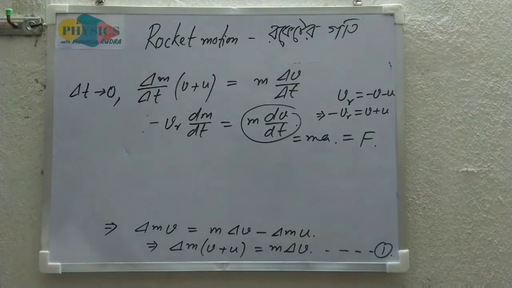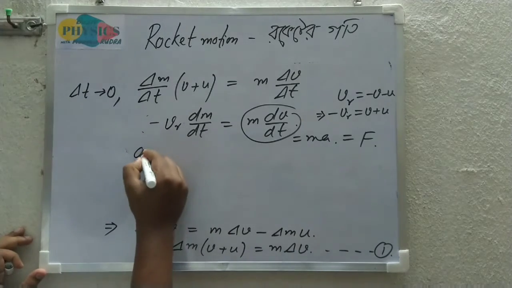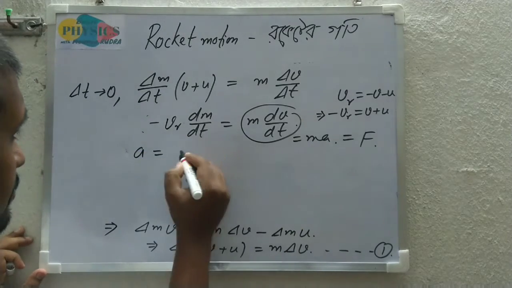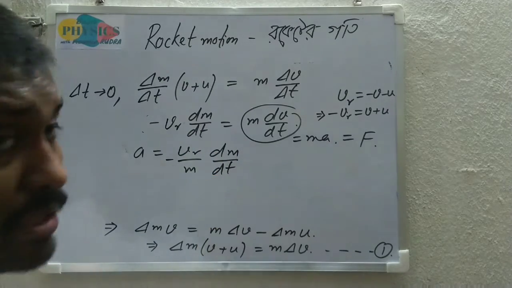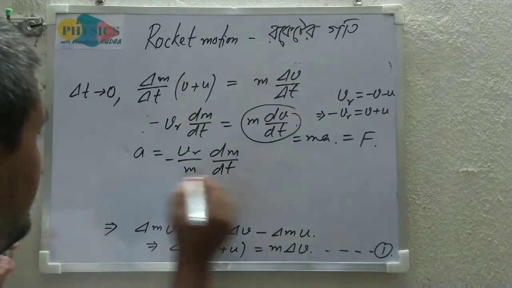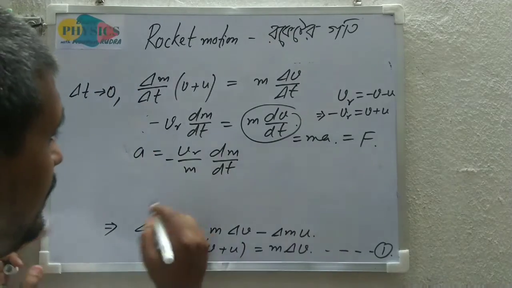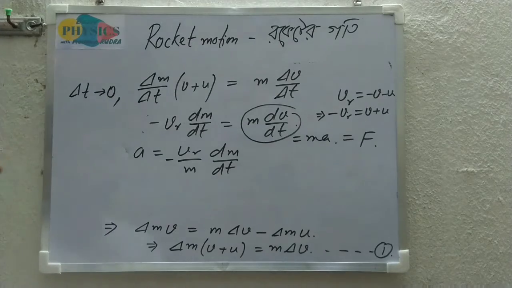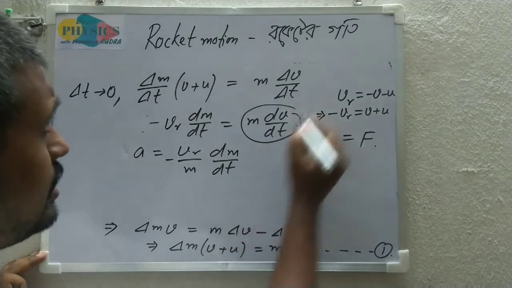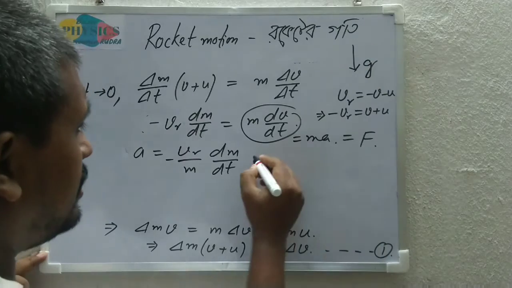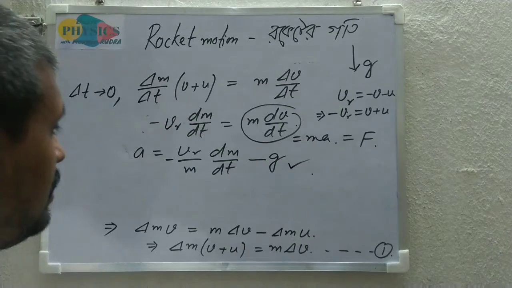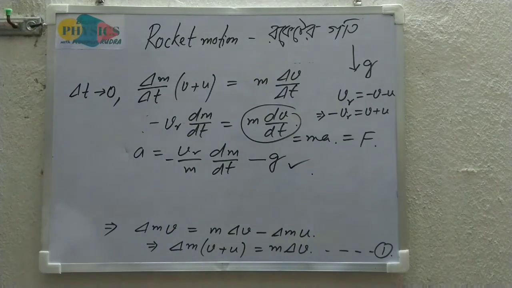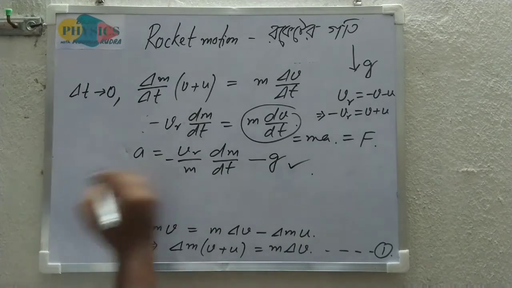Now the acceleration of the rocket will be a equal to minus Vr by m into dm/dt. So this is the acceleration of a rocket. Now we consider the presence of acceleration due to gravity, g, which is always downwards, so minus g. So a equal to minus Vr by m dm/dt minus g. This is the acceleration of the rocket in the presence of gravity.